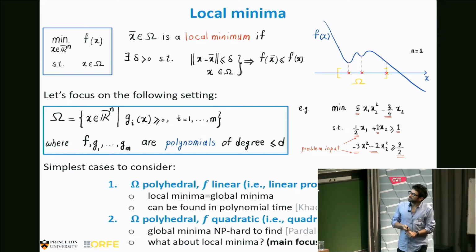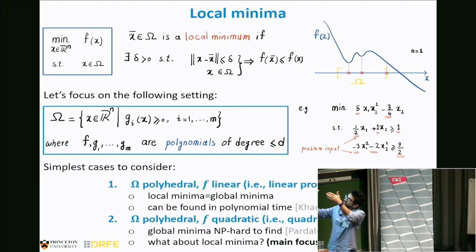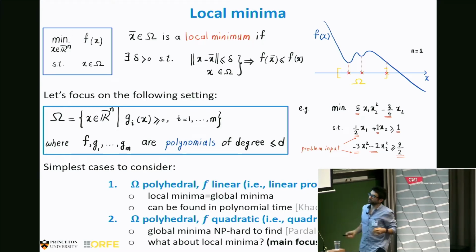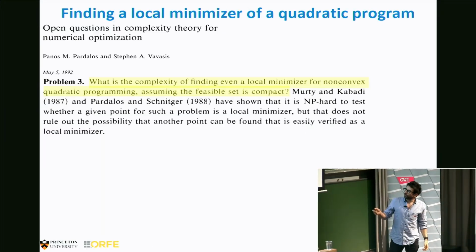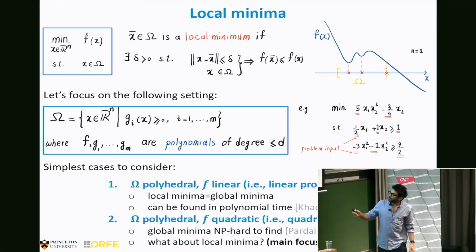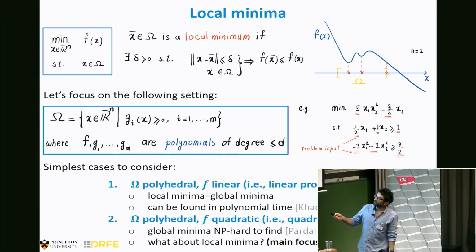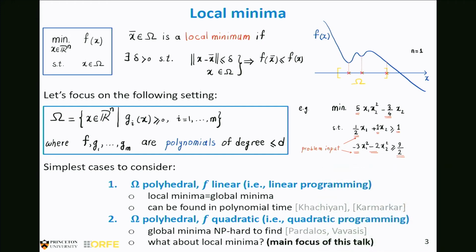Okay, so let's consider the simplest cases. And typically, we fix the degrees of f and g_i and study the complexity as the number of variables increases. So if you fix the degrees all to 1, then you have the case of linear programming, where the problem is convex and local and global minima are the same. And it's well known that you can find a global min, which is the same as a local min in this case, in polytime. Right?